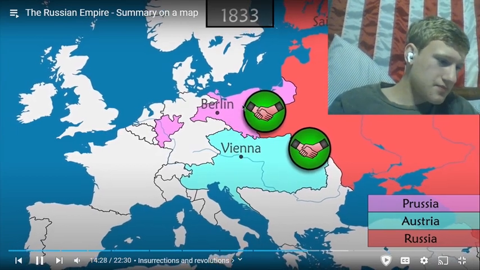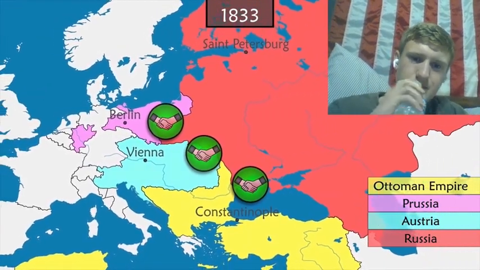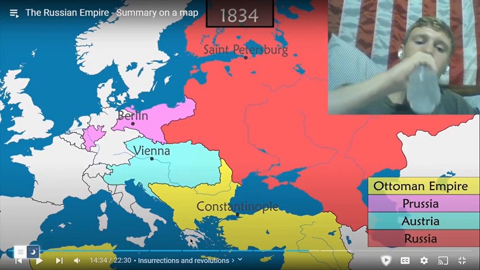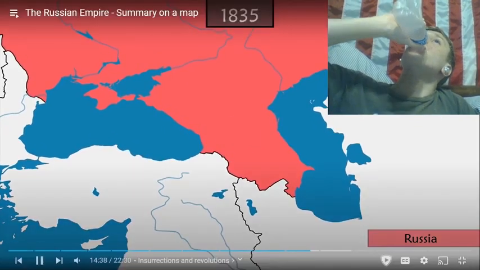Prussia and Austria, and obtains a defensive alliance with the Ottoman Empire. With his western borders secured, Oh look, Greece is independent. Nice. Nicholas I is able to concentrate on the Caucasus Mountains.